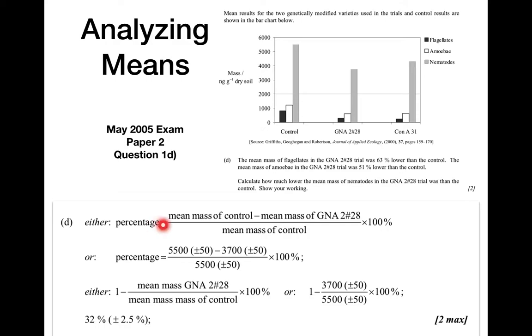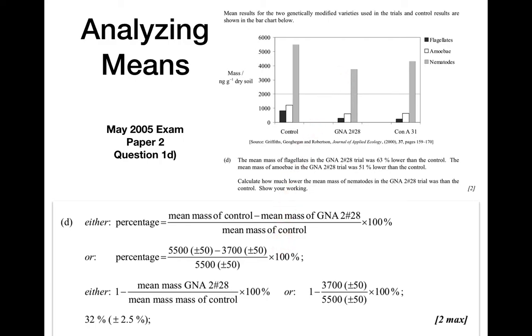So here's the answer key. You'd have to do percentage difference: the mean mass of the control minus the mean mass of GNA 28, so you read those numbers off the graph, divided by the control. So what's the difference divided by the control times 100%? They read this off the graph as 5,500 for the control, and the nematodes in GNA number 28 is 3,700, divided by 5,500 times 100%. Now you notice that plus or minus 50, that means if you said 5,450 or 5,550, you'd still get the points. So they're giving some generosity because it's not really easy to read that graph.